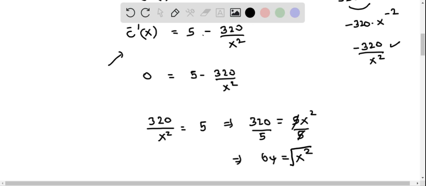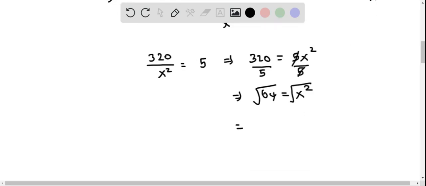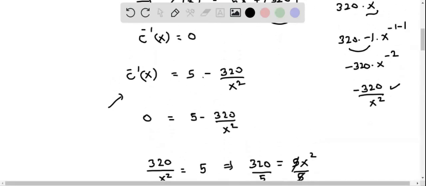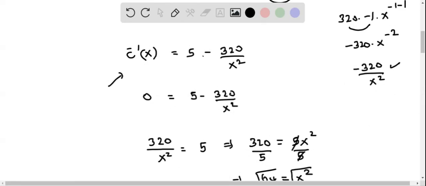Now we take the square root to solve for x. So we get the square root of 64 is plus or minus 8. Since x represents the order size, we take the positive quantity, that is 8 equal to x, or we say that x equal to 8. And so using this value of x, we can check if the average cost is minimum at this value of x. For that, we have to find the second derivative of the average cost function.